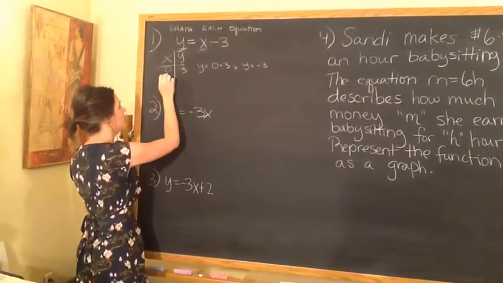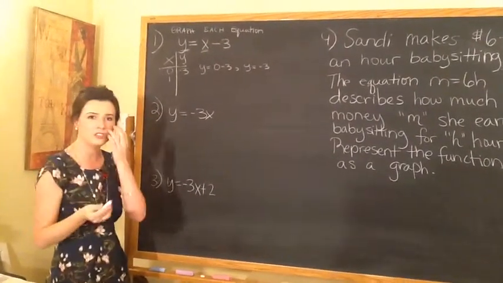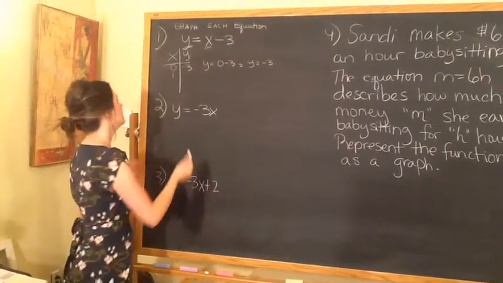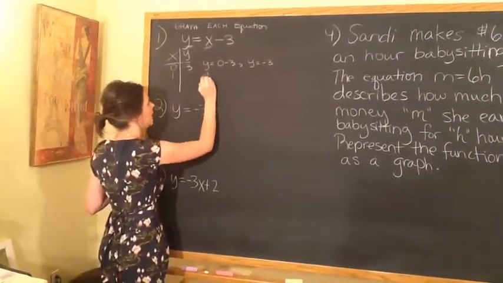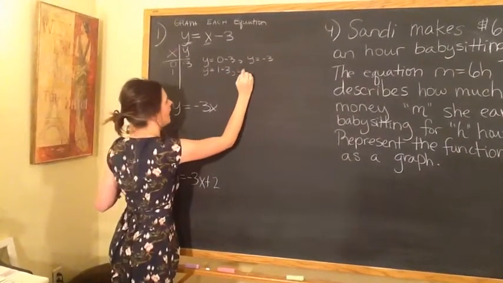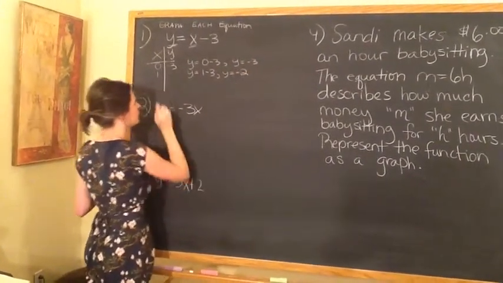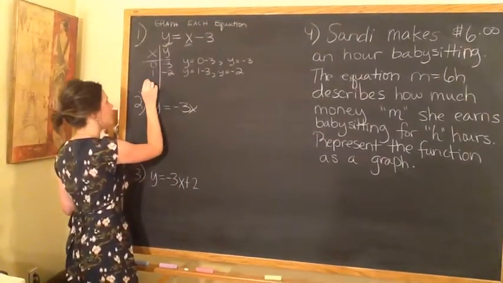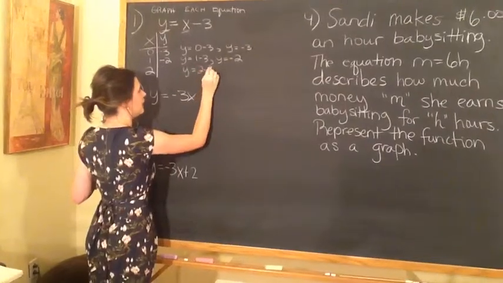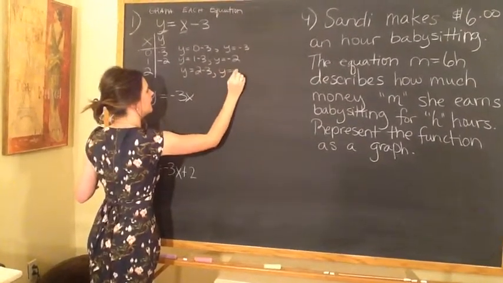Okay, now I'm going to choose 1. I'm just going to choose 3 or 4 different points to go up. So now a positive 1. If I plug in a positive 1 for x, and I subtract 3, I'm going to get y is equal to negative 2. If I plug in a 2 for x, y is going to be 2 minus 3, which gives you y is negative 1.